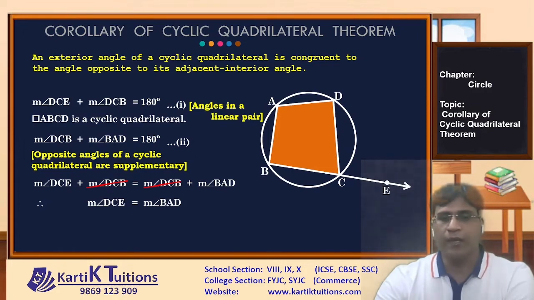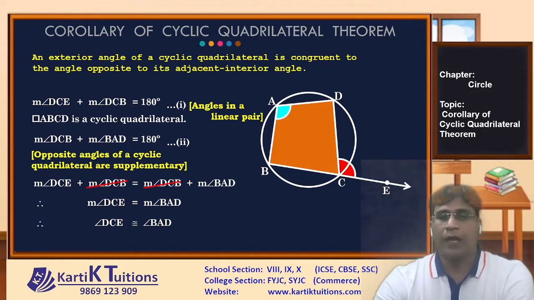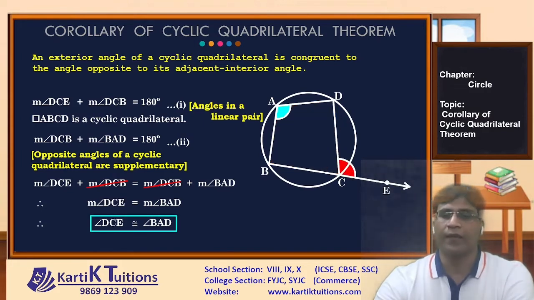Now, both the angles have equal measures. So, in other words, I can say these two angles are congruent. Which angles am I talking about? I'm talking about an exterior angle of a cyclic quadrilateral, and it is congruent to the opposite angle of its adjacent interior angle, that is BAD. I hope you have understood this theorem.